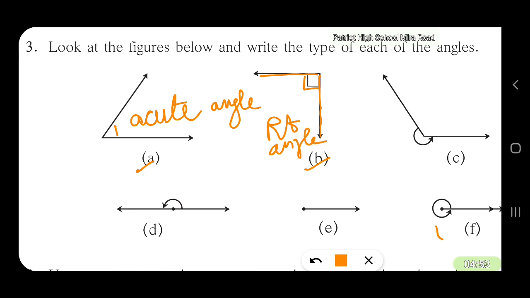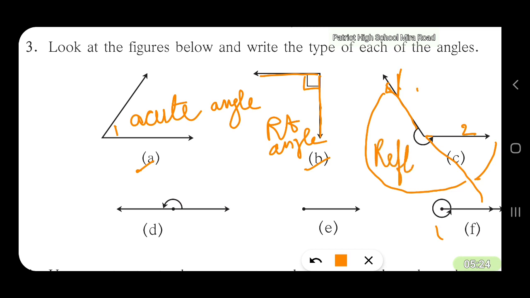Now angle C. It begins with the first arm. This is the first arm, this is the second arm. The second arm was originally overlapping the first arm, so it rotated and rotated. Had it been here, it would have been a straight angle, but it is more than a straight angle, so it is more than 180 degrees. So it is a reflex angle.